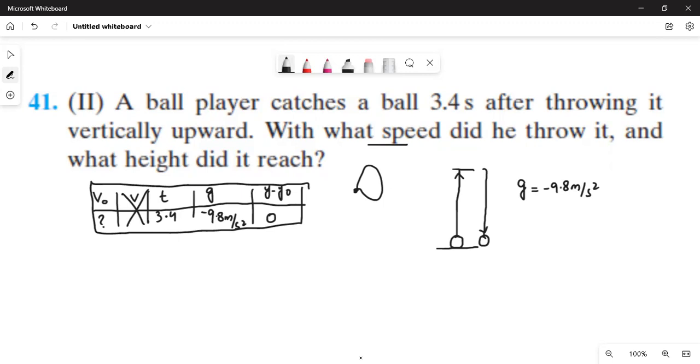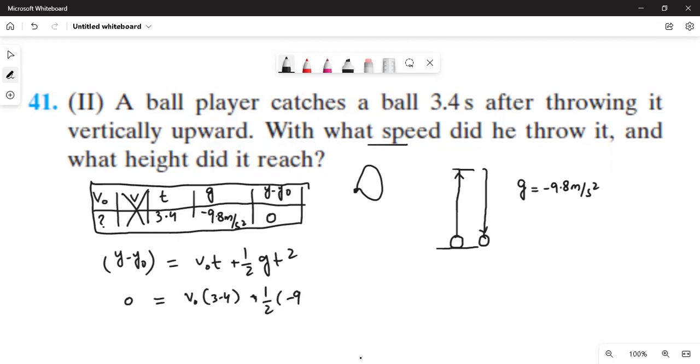So which equation will you use? Again, the second equation of motion, that is y minus y naught is equal to V naught t plus half g t squared. Just substitute the values. Y minus y naught is 0. V naught is to find. Time is 3.4, plus half times negative 9.8 times 3.4 squared. So first of all, this is 0 is equal to 3.4 V naught.